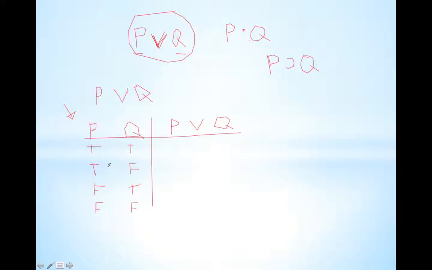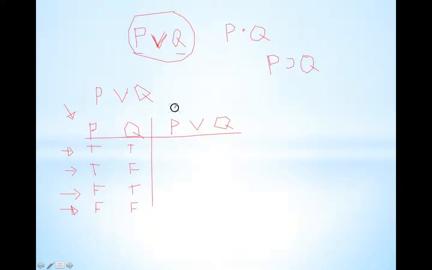And all these on the left-hand side are saying these are the different combinations. P could be true and Q could be true in row 1 here. P could be true, Q could be false. P could be false and Q could be true, or P could be false and Q could be false. Okay? So that's what the left is telling us. It's all the different combinations of truth values for these two statements.